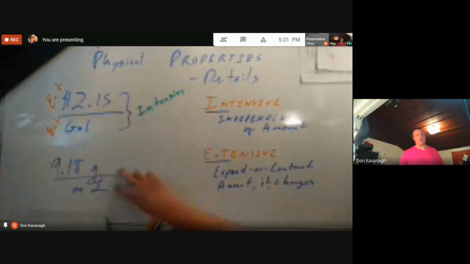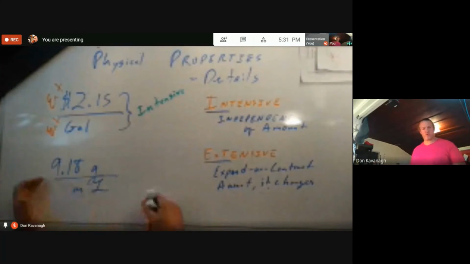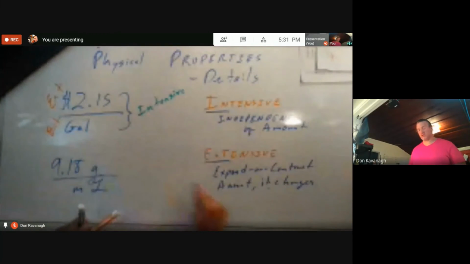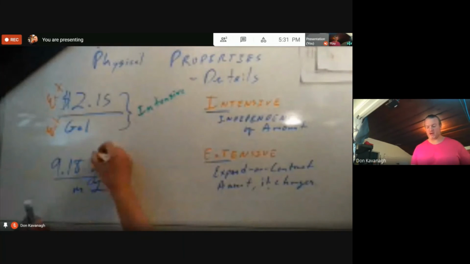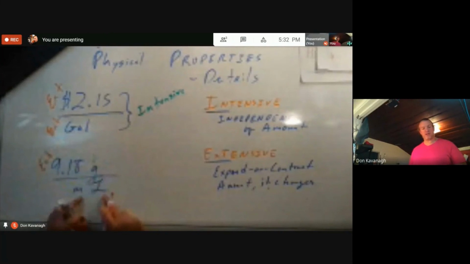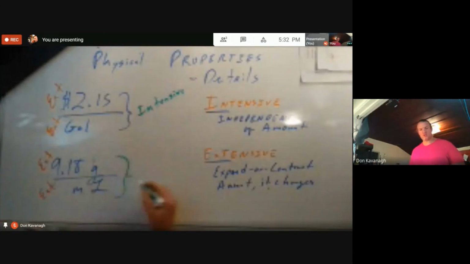This right here is a density. I believe it's the density of lead, but I probably should have Googled that number. 9.18 grams divided by milliliters. This again is two extensive properties. The grams, or mass, of a substance is absolutely dependent on how much of it you have. And milliliters itself is again a volume. But when you divide these numbers by one another, you get a unit called density, and that is an intensive property.